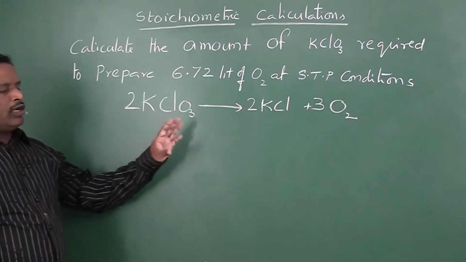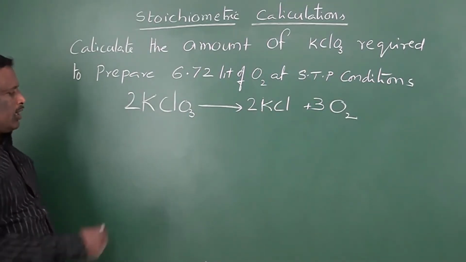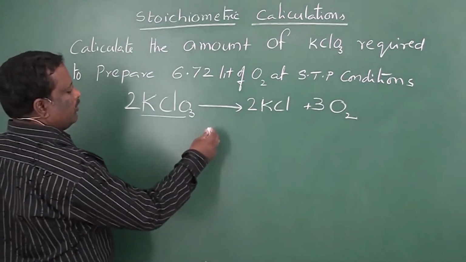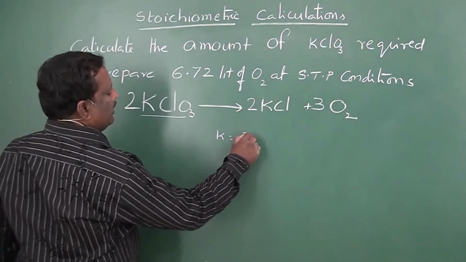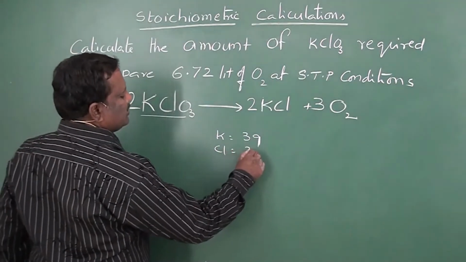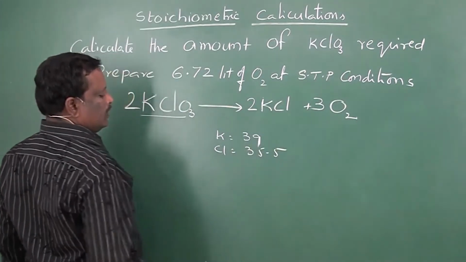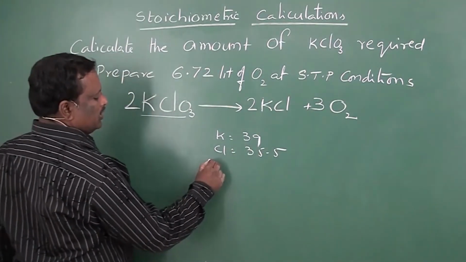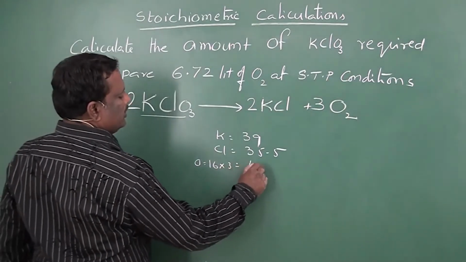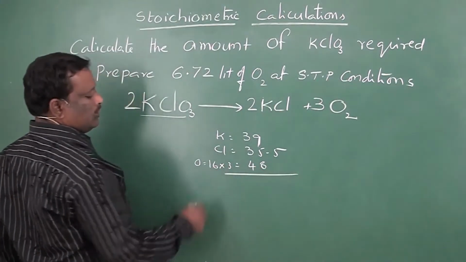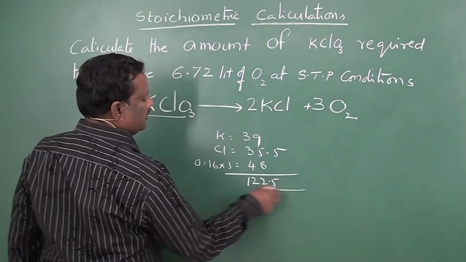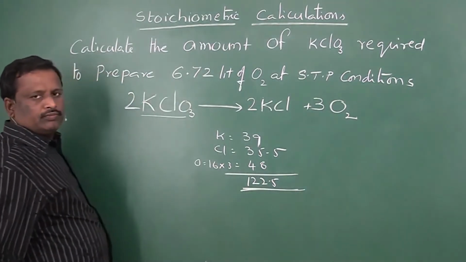Now, if you apply the molecular weights, if you calculate the molecular weight for KClO3, we have already calculated it in the previous problem. For K, atomic weight is 39. For Cl, atomic weight is 35.5. So 3 oxygens are there, so 3 into oxygen atomic weight 16, that is 48. So the total will be 122.5. This is the molecular weight of KClO3.